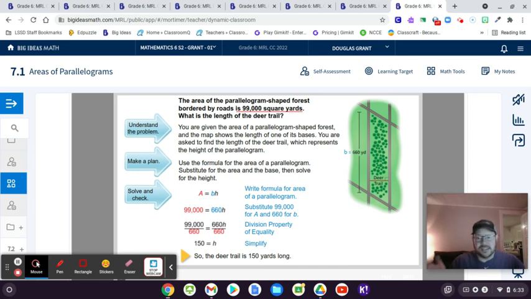Okay, so that is the gist of how to find area of parallelograms. And remember, squares and rectangles are parallelograms, so you can use the same formula for those as well. And as you're working through these problems, if you need some help, let me know, and I will see you in class.